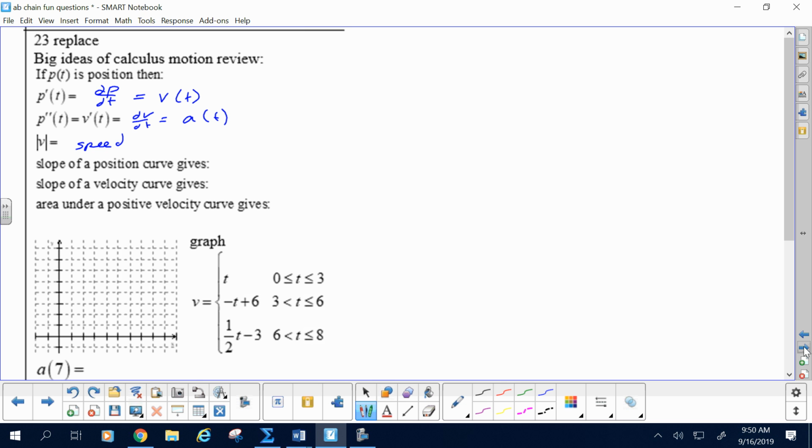Now, slope of a position curve. Well, that's the derivative of position, and the derivative of position is velocity. So if I give you a velocity curve and I say, hey, what is the slope at time 2? You're also finding the velocity at that time. All right. Slope of a velocity curve. Well, that's the derivative of velocity, and that is acceleration.